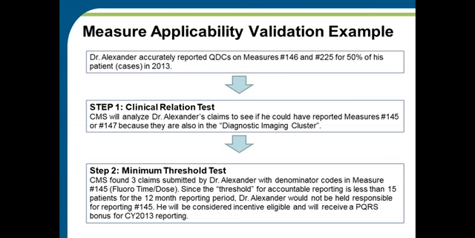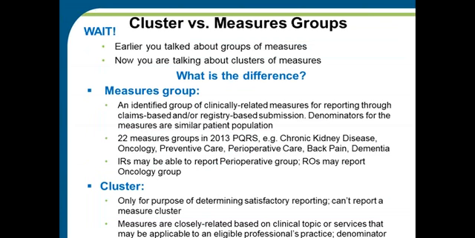So CMS found 3 claims that Dr. Alexander submitted with denominator codes in measure 145. That's reporting exposure, fluoro time, or dose. But since the threshold for accountable reporting is less than 15 in Dr. Alexander's case for the 12-month reporting period, he would not be held responsible for reporting 145 and would be considered incentive eligible and receive a PQRS bonus for 2013.